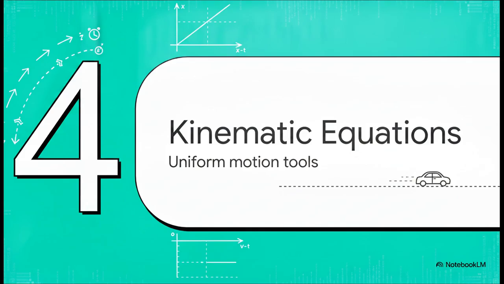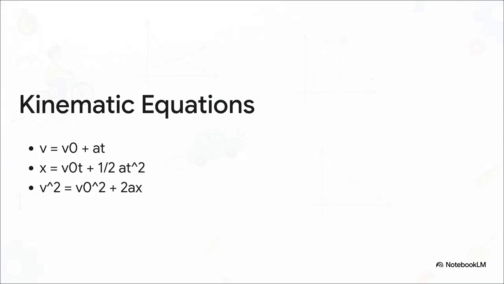Let's jump into section 4, the kinematic equations. This is where we build the ultimate toolkit for analyzing uniform motion. It's time to reveal the secret codes that let us predict the future of a moving object. For uniformly accelerated motion, meaning the acceleration stays constant, we have 3 core kinematic equations. First up, v = v₀ + at. Second, x = v₀t + ½at². And third, v² = v₀² + 2ax.